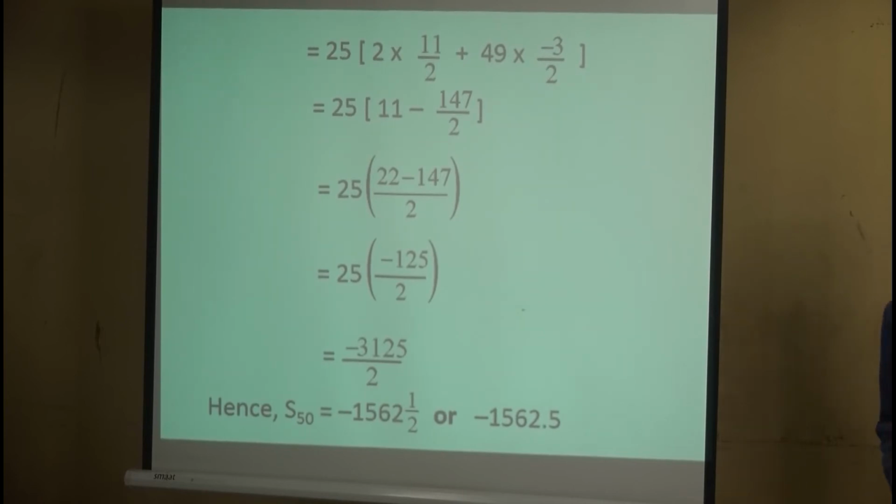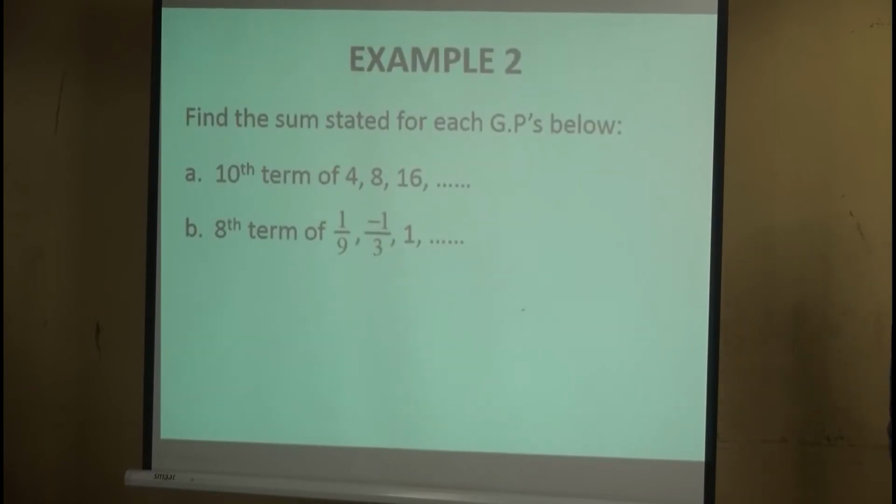If you multiply the numerator with the term outside the bracket, we'll have 3,125 divided by 2. Positive, negative is negative. So it will be minus 3,125 divided by 2. If you divide that by 2, the result will be minus 1,562.5. Or you can give it decimally. We have minus 1,562.5. That is the sum of the first 50 terms of the arithmetic progression.